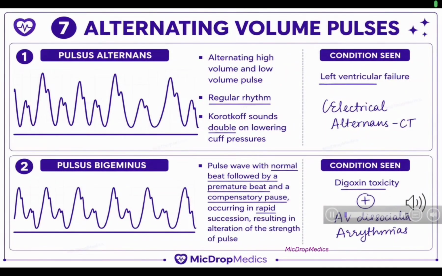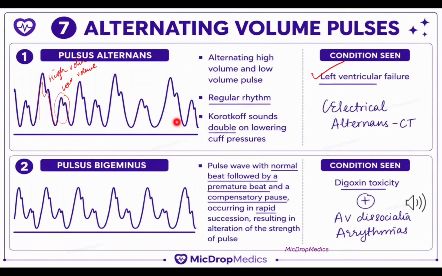Our final pair of waveforms involves alternating volumes. First, we have the pulsus alternans. This is characterized by a perfectly regular rhythm, but the pulse alternates between a high volume wave and a low volume wave. This is a severe peripheral manifestation of the left ventricular failure. The heart is struggling so badly that every second beat is mechanically weak.